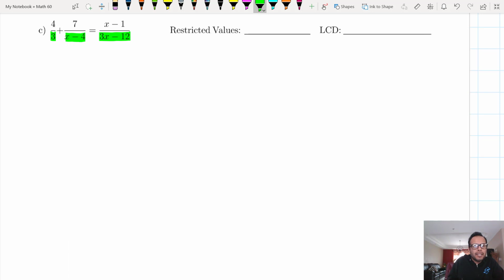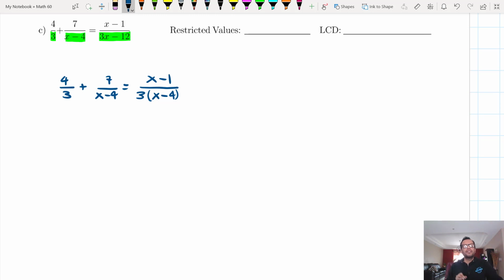So 4/3 and 7 over x minus 4, I'm just going to rewrite them the way they are, because there's nothing to factor out. Now, observe the denominator of the rational expression on the right-hand side of the equation, the 3x minus 12. Notice we can factor out a 3, leaving us with x minus 4. All right, so that's the equation that we're left with in the first step.